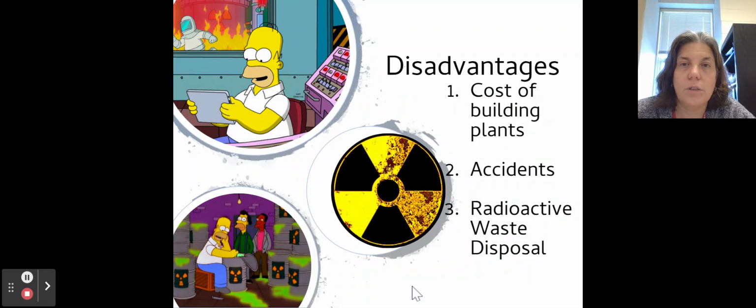What are the disadvantages of nuclear power? The plants are very expensive to build. It takes a large initial investment, and for many years you have to try to recoup that cost, because you have to have so many safety measures in the building of the plant so you can prevent accidents. So this is just very, very costly.